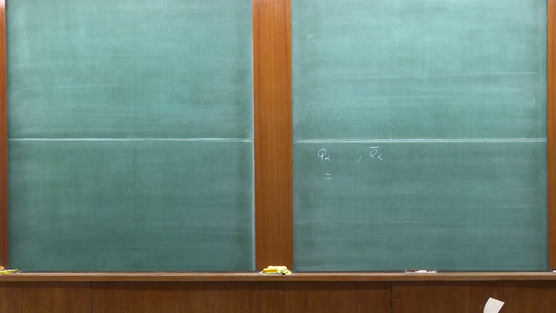rotations. Okay? So any supercharge that has spin half, whether it came from a Q or a Q tilde, let's call that right moving. Any supercharge that has spin minus half, whether it came from Q or Q tilde, let's call that left moving. Okay? So now we have two left moving and two right moving supercharges.